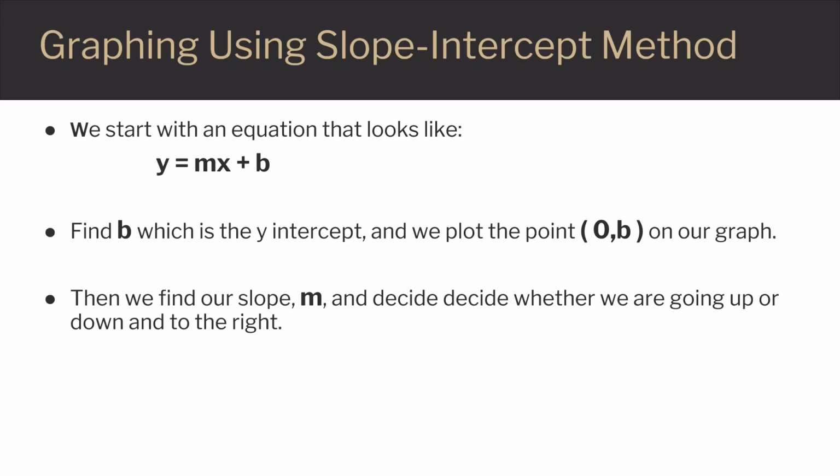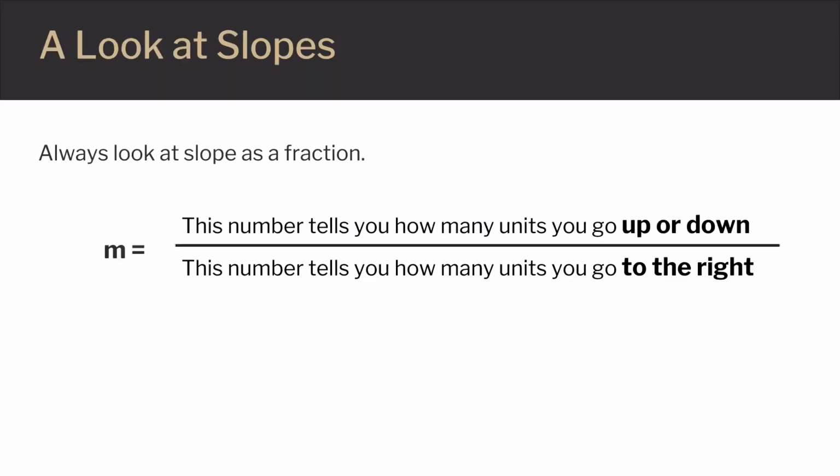We will then look at the slope, m. The slope will then determine whether we're going to be going up or down and how far we will go to the right. The slope is always going to be a fraction. The number on top will tell me how many units to go up or down. I go up if it's positive and I go down if it's negative. The number on the bottom is always going to tell me how many units I go to the right.